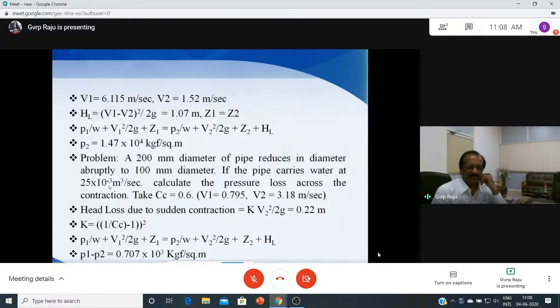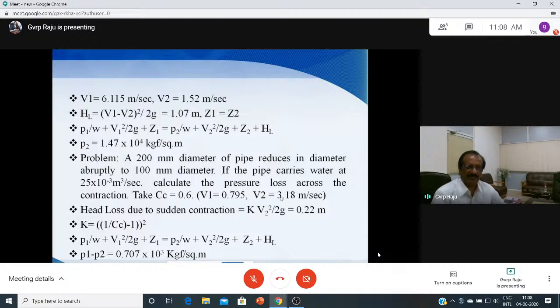So Q is 25 into 10 power minus 3, and A1 is, you can convert 200 mm into meters, 10 power minus 3. So that means 0.2. So pi by 4 into 0.2 whole square. So you can get V1, which is 0.795 meters per second.